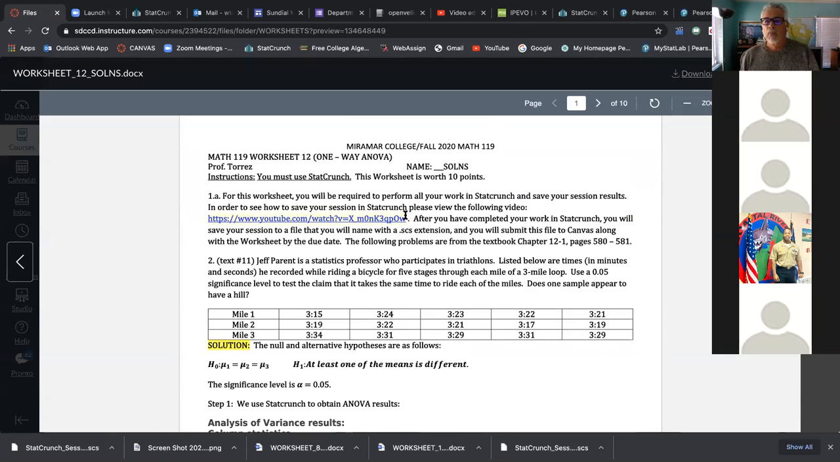All right, what we're studying in chapter 12 is the analysis of variance. Now, you all know what the variance of a sample is, and it's interesting because this procedure is a test of the equality of more than two means.